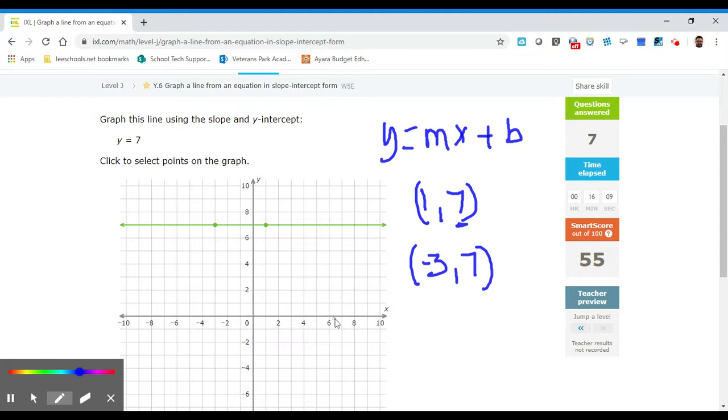So for a point on the line, if your x is 6, your y is 7. If your x is -8, your y is still 7. If you can memorize it, anytime it's y equals something, it's going to go left or right. But if you can't remember what the rule is, just go ahead and pick any 2 points and make the y equal to 7.